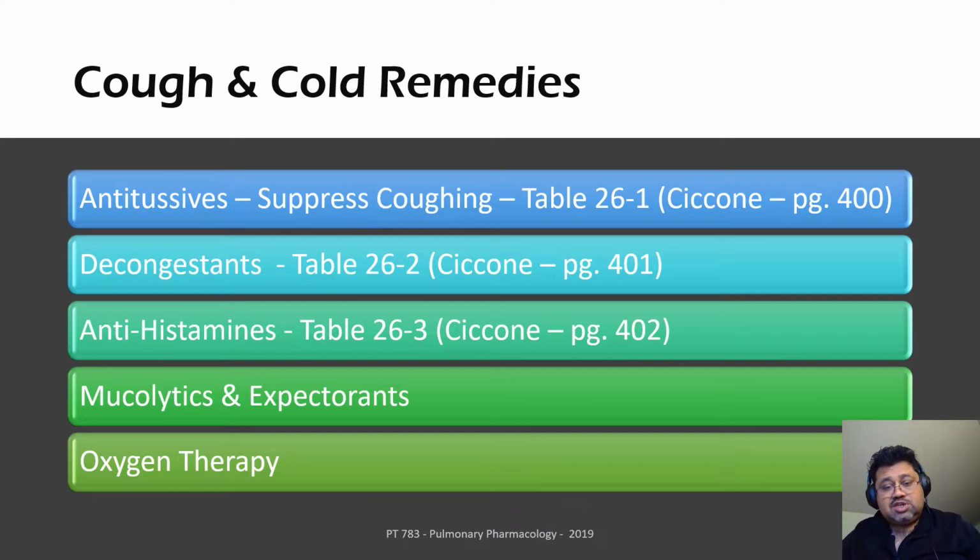As far as decongestants are concerned, decongestants are on table 26.2 of Secone page 401, and decongestants are drugs that reduce congestion in the respiratory tract, especially in the upper respiratory tract. Antihistamines are drugs that reduce allergies or manage allergies, and then mucolytics and expectorants help in better flow of sputum, which is hard to otherwise get rid of. And oxygen is a drug, as you should know by now. So those are things that we will talk about in this.